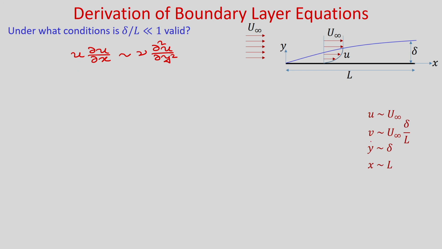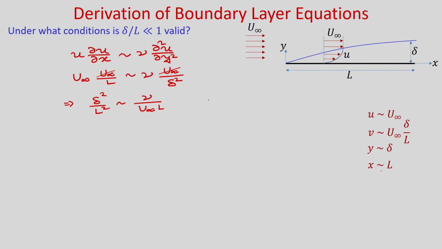We know the scales of u, v, y and x. So, u infinity squared by L is of the order of nu, where nu is the kinematic viscosity of the fluid, times u infinity by delta square. From here you can write delta square by L square is of the order of nu by u infinity L, after cancelling one u infinity, because one L we have written here. So, it will be nu by u infinity L.